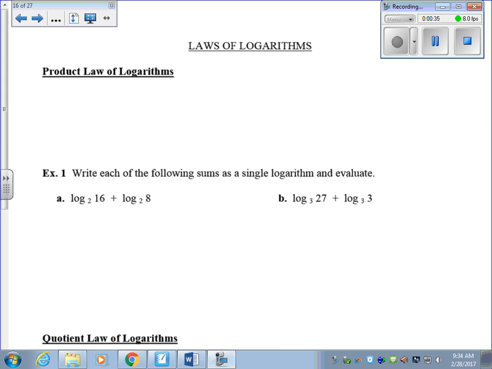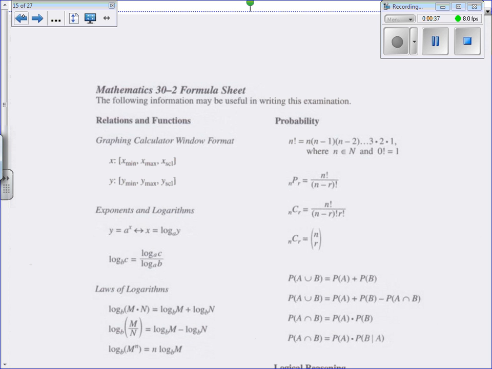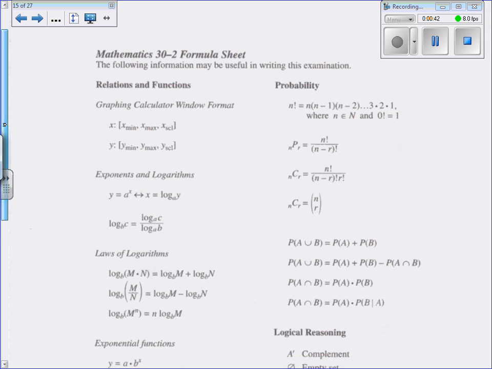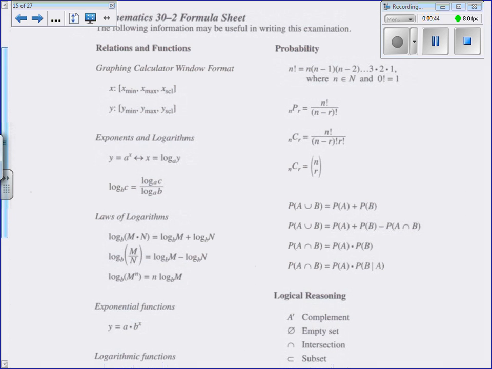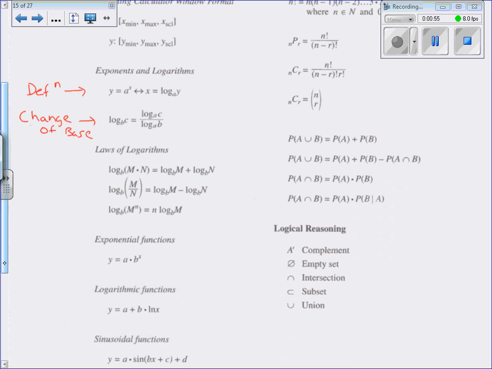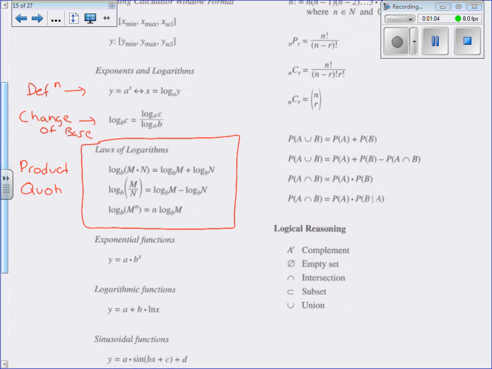So first of all, if you take out your formula sheet, this is in your notes, but I put it in your sheet just to look at it. On your formula sheet, under the logarithm section, here's our definition of a logarithm. Here's our change of base law. And the laws of logarithms are these 3 things that we're looking at here. We have a product law, a quotient law, and a power law.